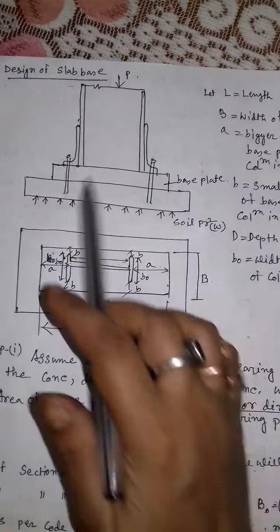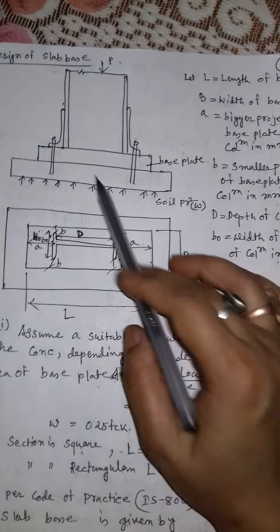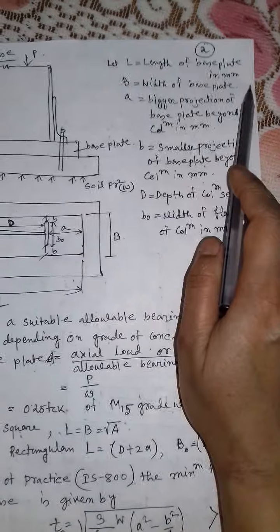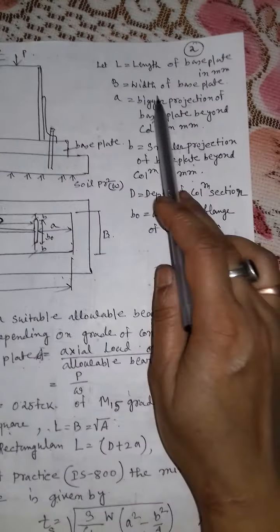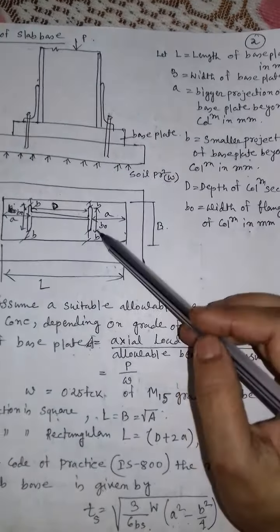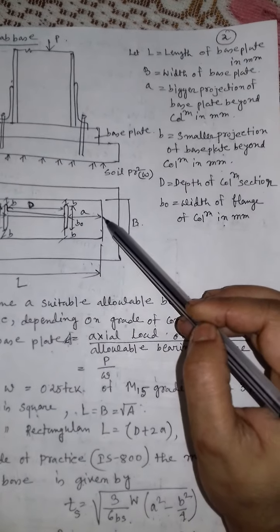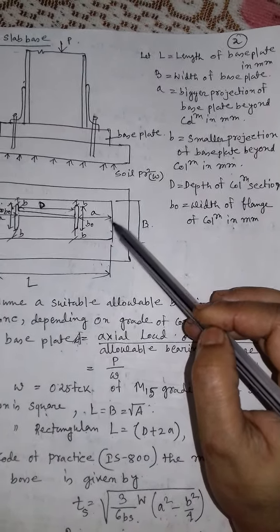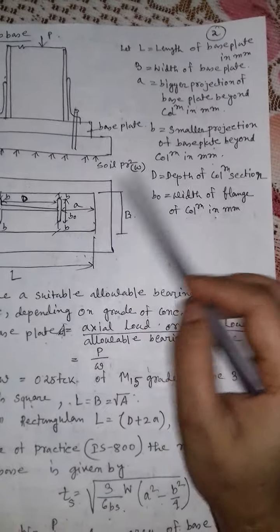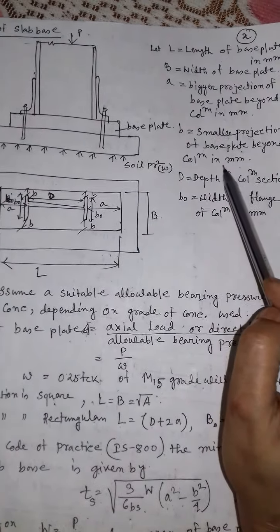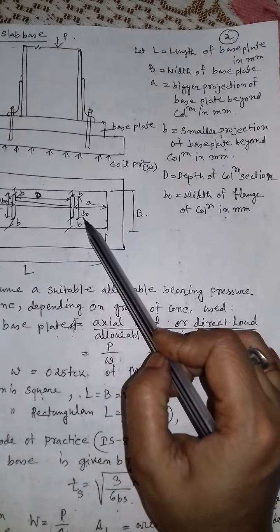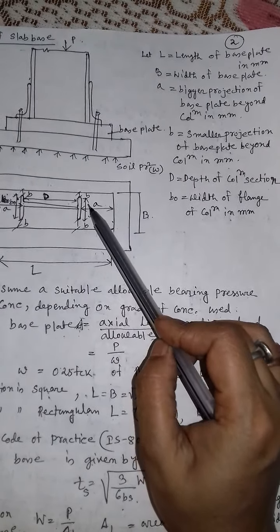Now we have to see how the slab base has to be designed. This is the figure, and here L is the length of the base plate in mm, and B is the width of the base plate. A is the bigger projection of the base plate beyond the column in mm, b is the smaller projection of the base plate beyond the column in mm, D is the depth of the column section, and B0 is the width of the flange of the column.